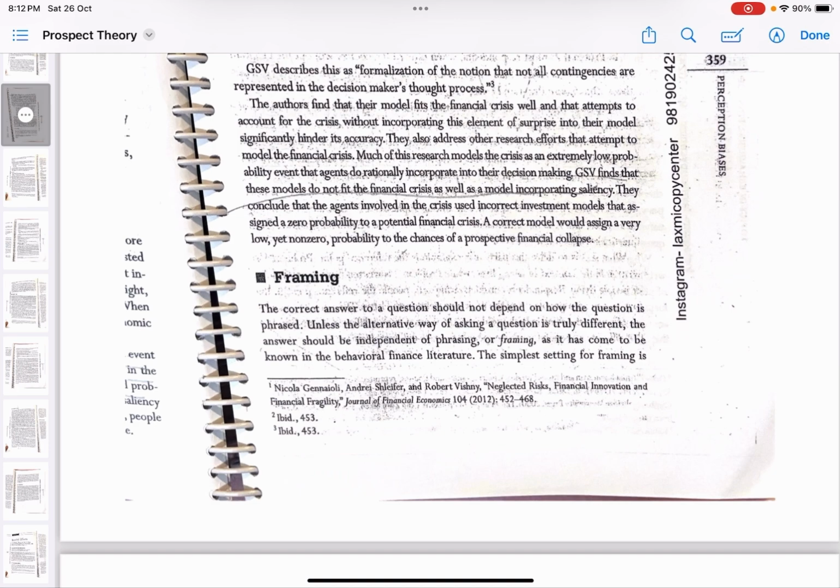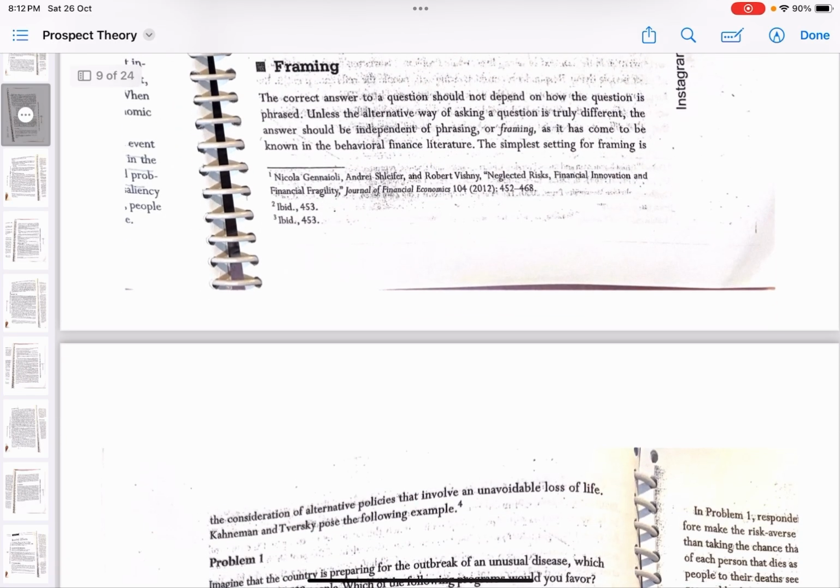They also address other research efforts that attempt to model the financial crisis. Much of the research models the crisis as an extremely low probability event, and so GSV finds that these models do not fit the financial crisis as well as the model incorporating saliency. Okay, so I hope you understood what the term saliency means. Saliency means that contingencies are not taken into account, and we do not always assume that the worst is going to happen. Sometimes we are unprepared for certain things which might occur in the future. That is saliency. Now let's come to framing.